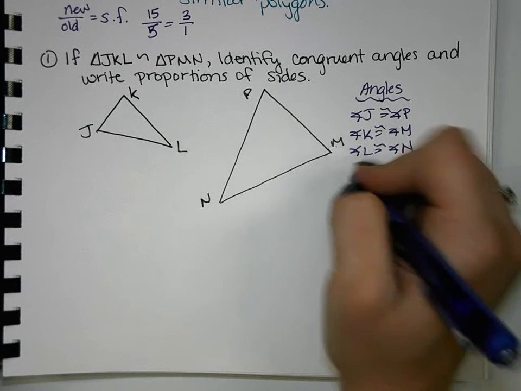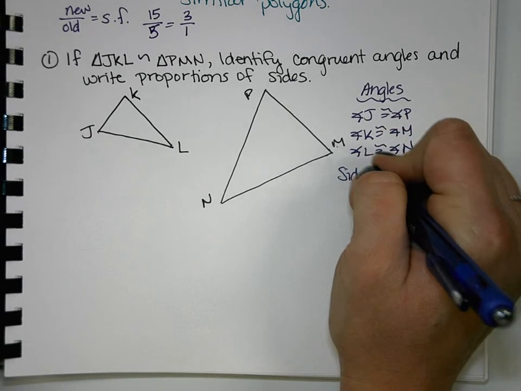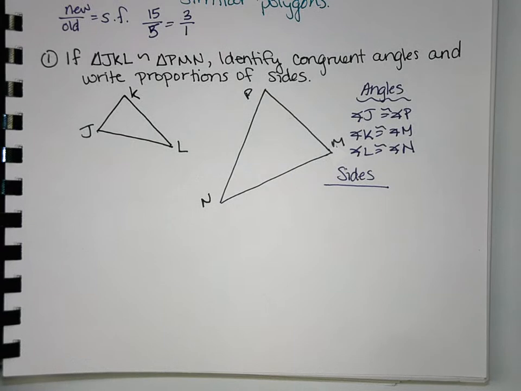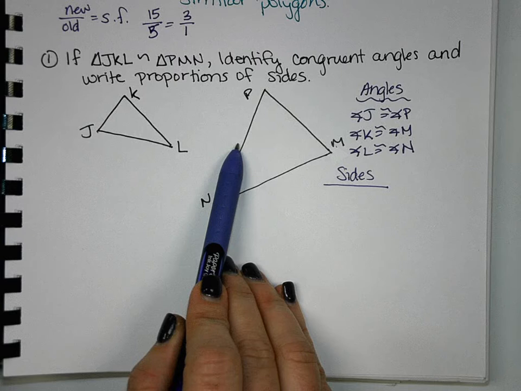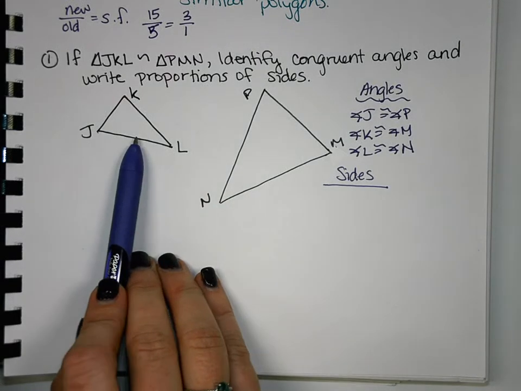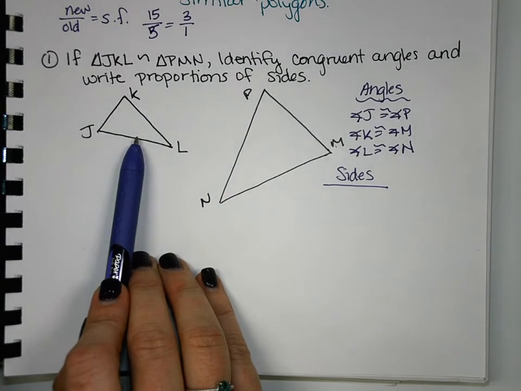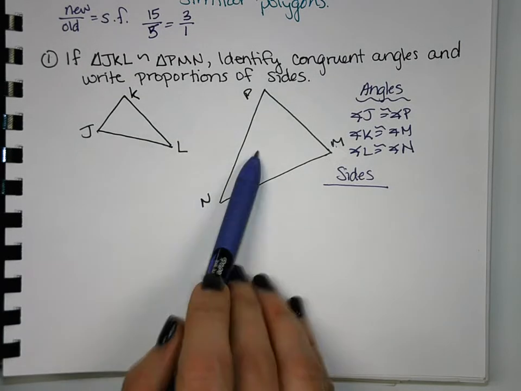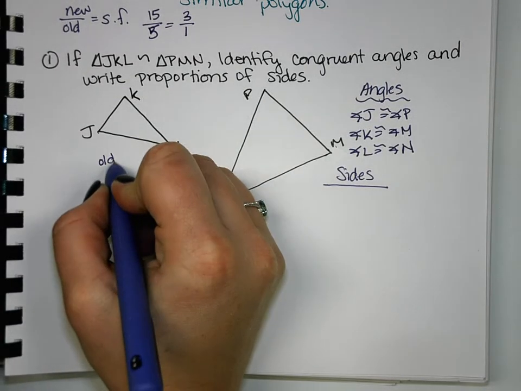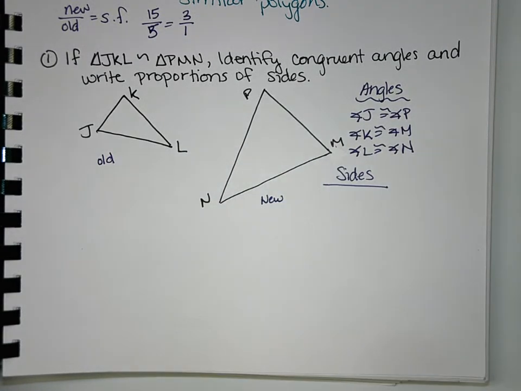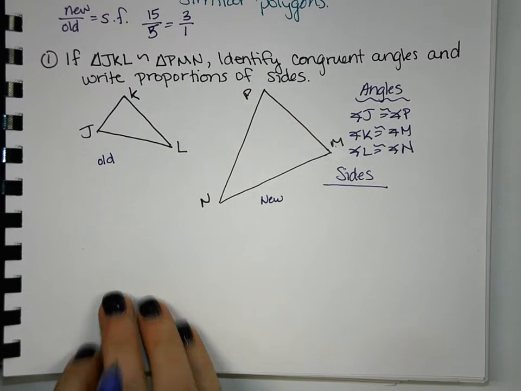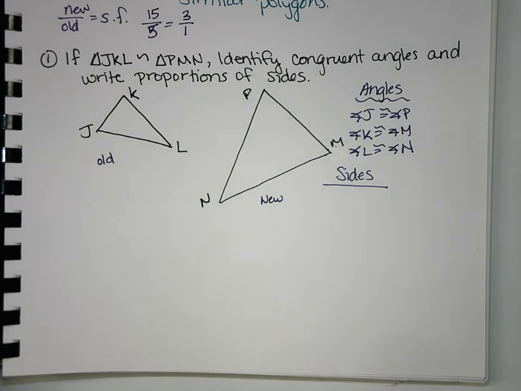Okay, the second thing that we're going to do is write the proportion of sides. Again, we have to pick a triangle that we're going to start with and a triangle that we're going to end with. Do we want to go small to large or large to small? Small to large. Okay, because it didn't specify, we can do whichever one we want. If we're going small to large, that means small is my old, large is my new. So I'm going to make a note to myself. To do scale factor, what do we do? New divided by old. So we're going to put new on top, old on bottom.